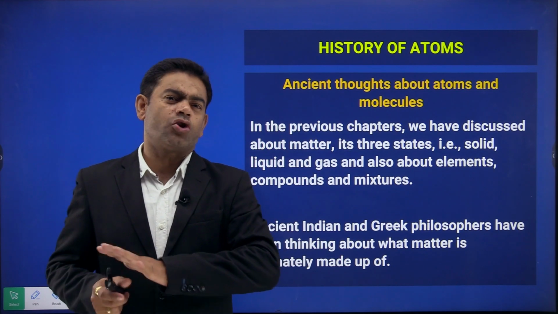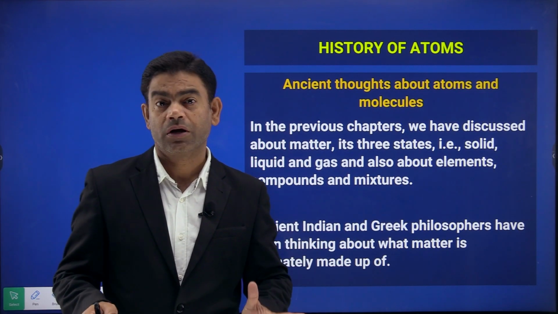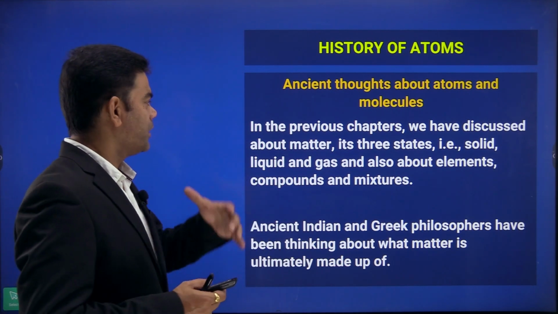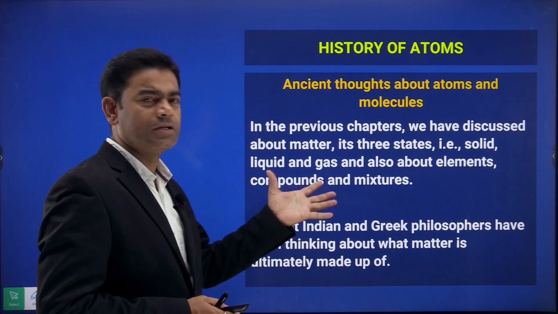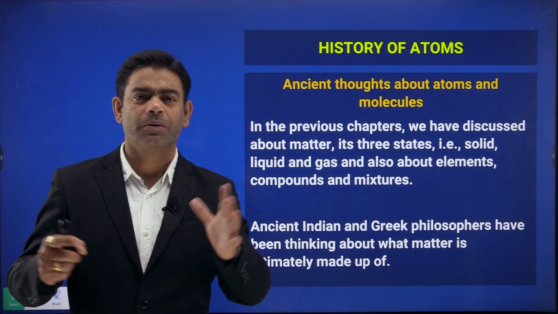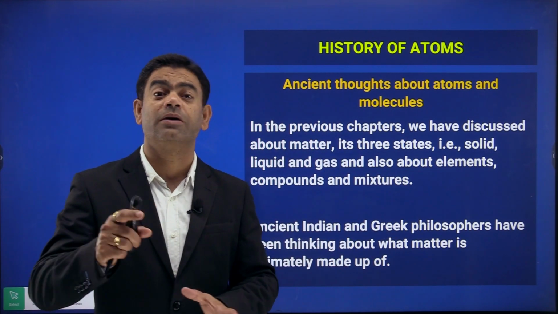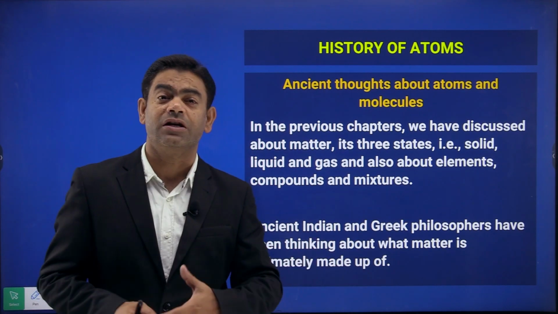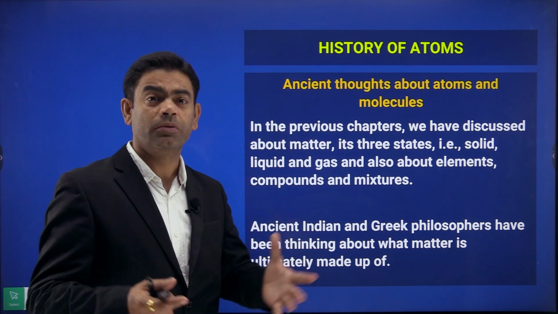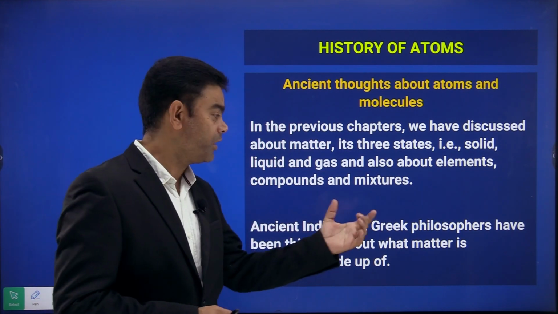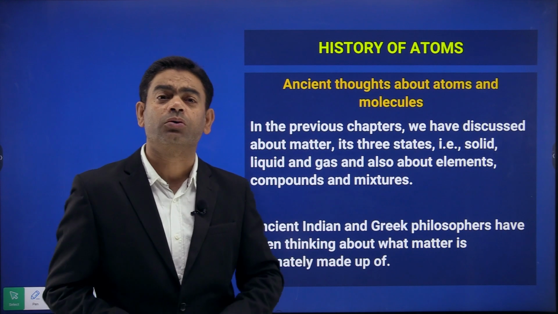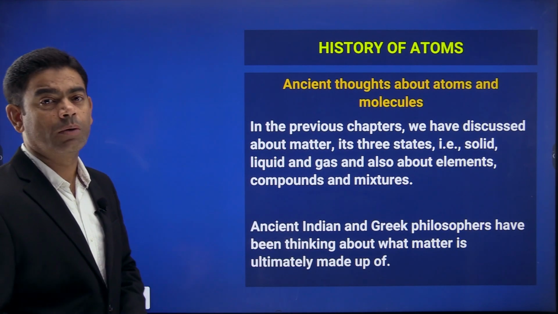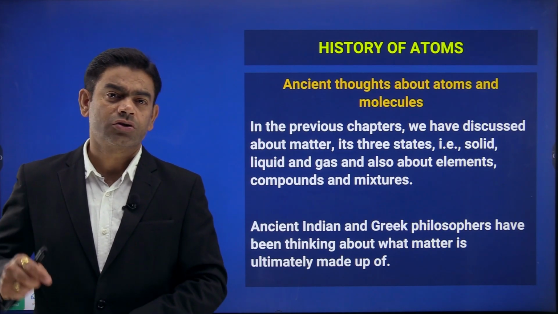So let's first talk about history of atom. कहाँ से सोचा हमने, क्या सोचा इसके बारे में? So पहले क्या सोचा गया था? In the previous chapters we have discussed about matter, states of matter, solid, liquid, gas, सबके बारे में पढ़ा हमने. We studied about compounds, we studied about mixtures, and people in the ancient time, whether it is Indian philosophers or there were more different parts of the world like the Greek philosophers, they started thinking about what is matter made up of. Matter क्या है, किस चीज का बना हुआ matter. People started thinking about it. So they went after it.